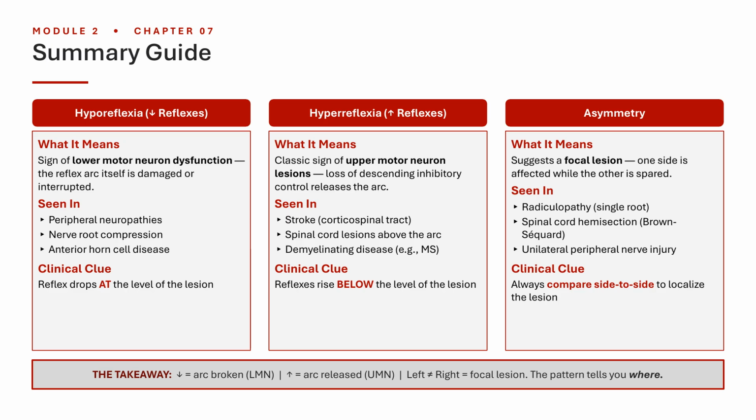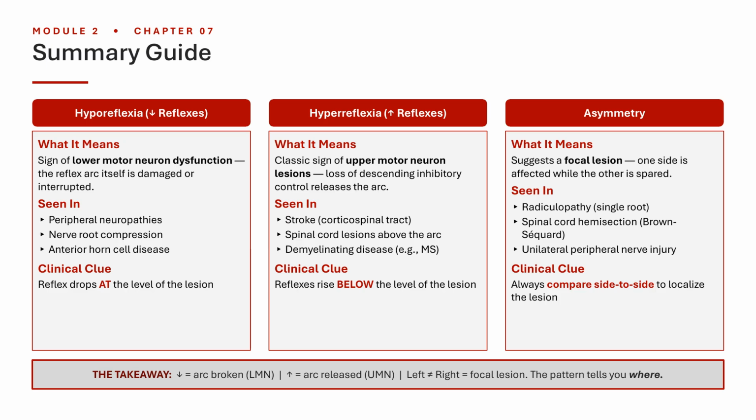Hyperreflexia, exaggerated reflexes. What it means: classic sign of upper motor neuron pathology. The arc is intact, but the descending brake has been removed. The reflex runs unchecked. Seen in stroke, corticospinal tract damaged in the brain; spinal cord lesions above the level of the arc; demyelinating disease such as MS, plaques interrupting descending tracts. Clinical clue: reflexes rise below the level of the lesion. The highest normal reflex marks the border.